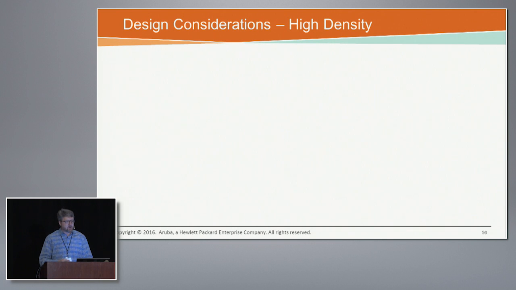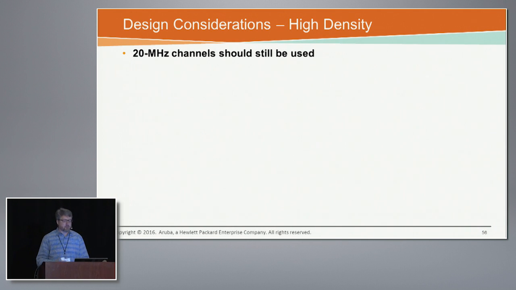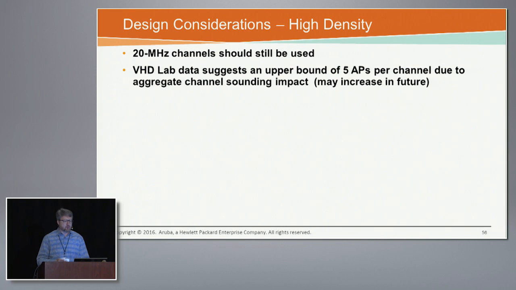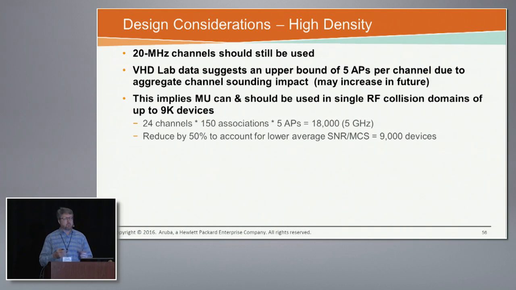And then finally, what about high density environments? So 20 meg channels should still be used. All the reasons we've talked about in past sessions remain true. Based on the data I've shown you, with the current generation firmware and software from the vendors, I'd tell you there's probably an upper bound of somewhere around 5 APs on the same channel. That may go a little higher in the future. Again, I reserve the right to change this number, but based on what we're seeing right now, it's around 5.